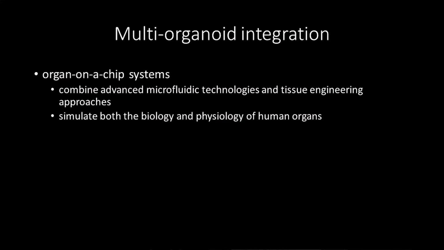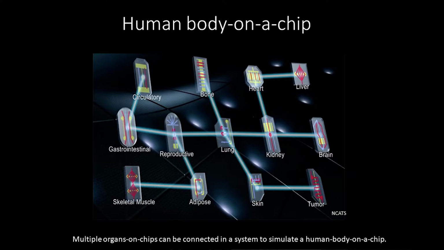But the next step needs to be able to integrate multiple tissues, because our cells and tissues don't exist in isolation in our body. People have developed organ-on-a-chip systems, which combine advanced microfluidic technologies and tissue engineering approaches to simulate the biology and physiology of human organs, and you'll be hearing about this today. The next frontier is to combine several of these organs on a chip to mimic their interconnectedness and develop a human on a chip, so that you can really revolutionize personalized medicine and drug development. You can imagine that if you recreate all the organs from one particular genetic makeup, you essentially have yourself on a chip to move personalized therapies forward.